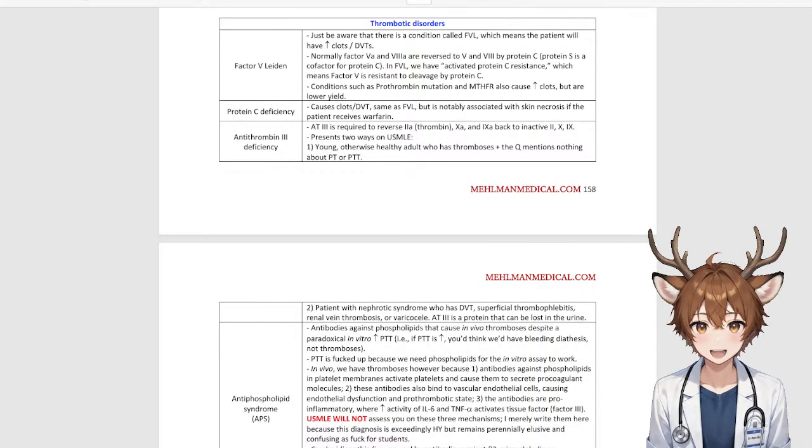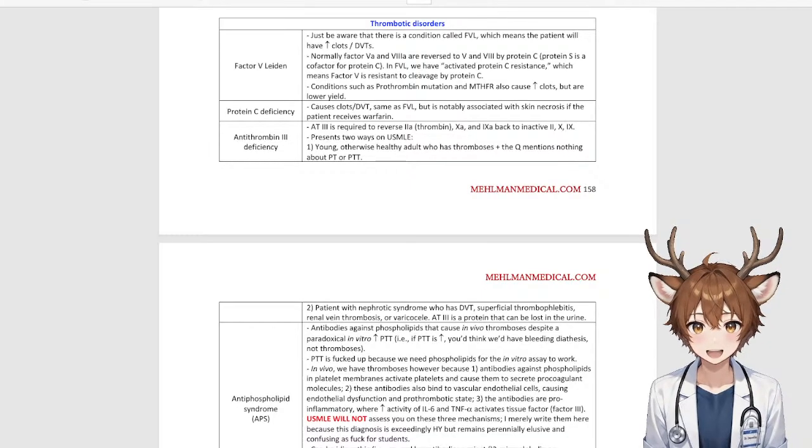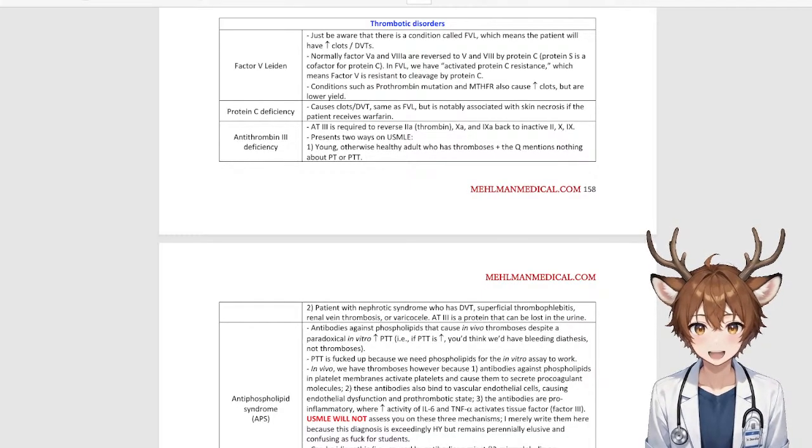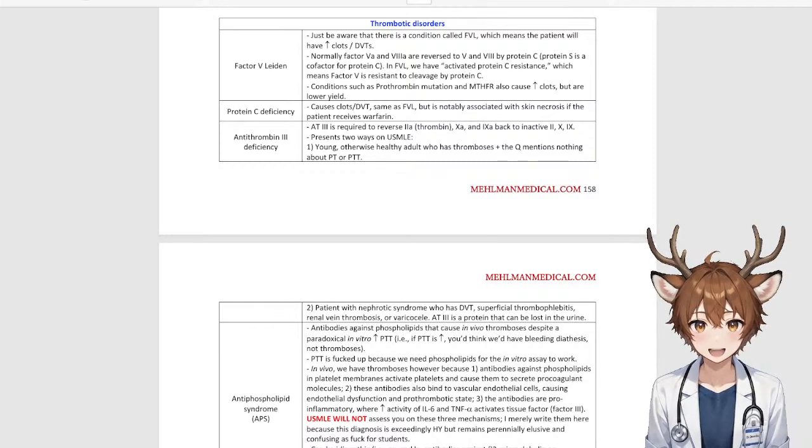Protein C deficiency causes clots/DVT, same as factor V Leiden, but is notably associated with skin necrosis if the patient receives warfarin.